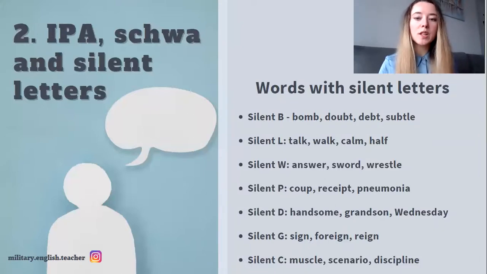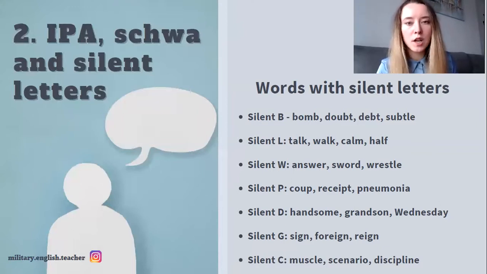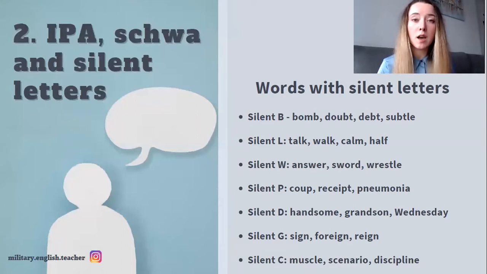Here we've got some words with silent letters, and I would like us to read those words because often they are surprising for students. They didn't expect that those words contain silent letters. So we have the words bomb, doubt, debt, subtle. Those were words with silent B. It really makes sense to repeat them after me. So take some time or pause the video to repeat them, especially if that's a surprise to you.